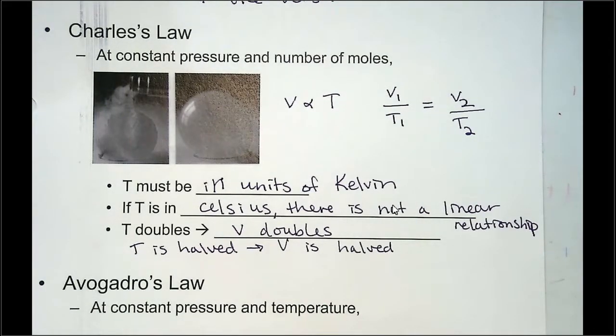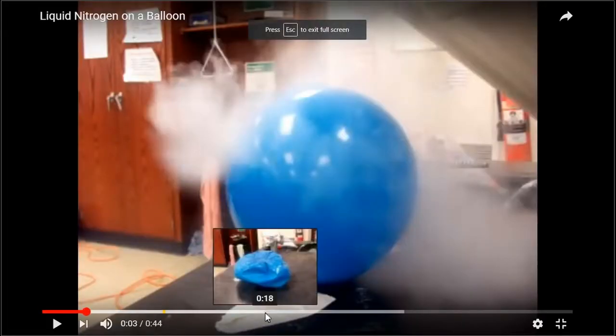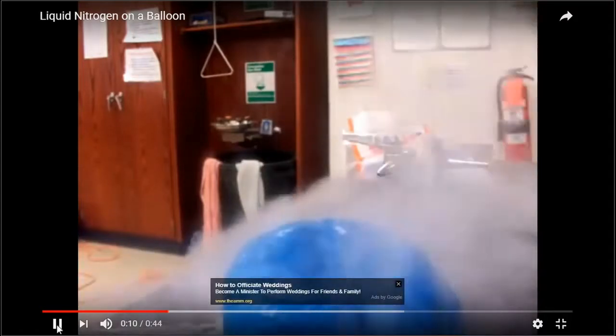This picture is kind of hard to see, so I'll show you the real-life version of this. In this demonstration, they're taking a balloon and pouring liquid nitrogen on it. Liquid nitrogen has a temperature of 178 Kelvin. There's no negatives in Kelvin. So it's very cold, is what I'm saying to you. What happens to the balloon when you make it really cold? It's going to shrink up a bunch. Oh, my goodness, the volume is so small.